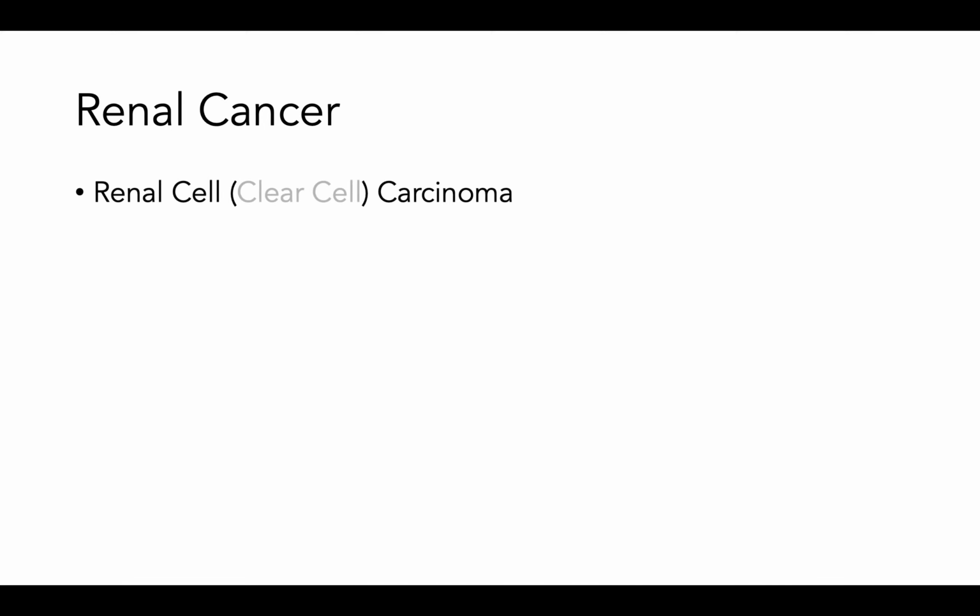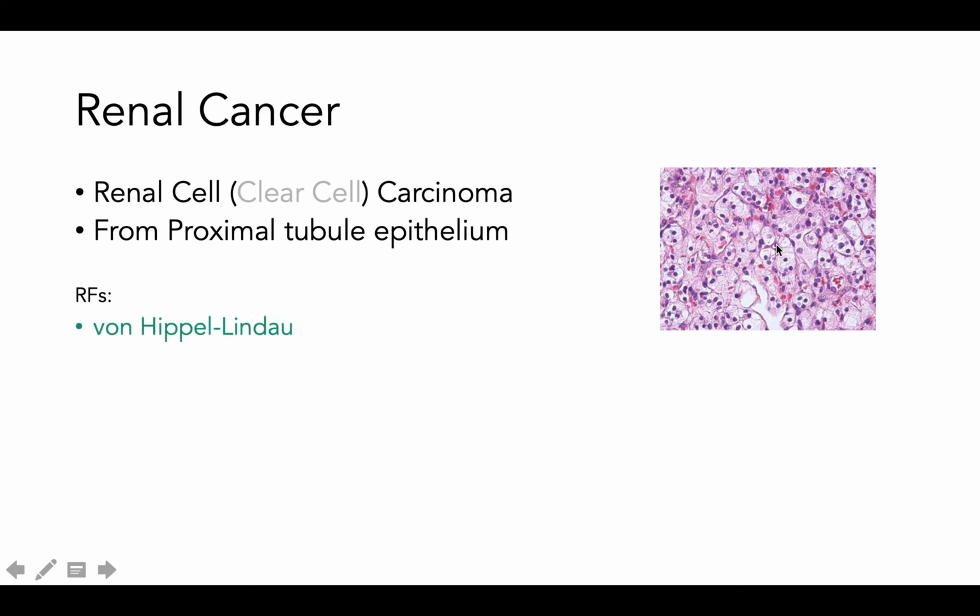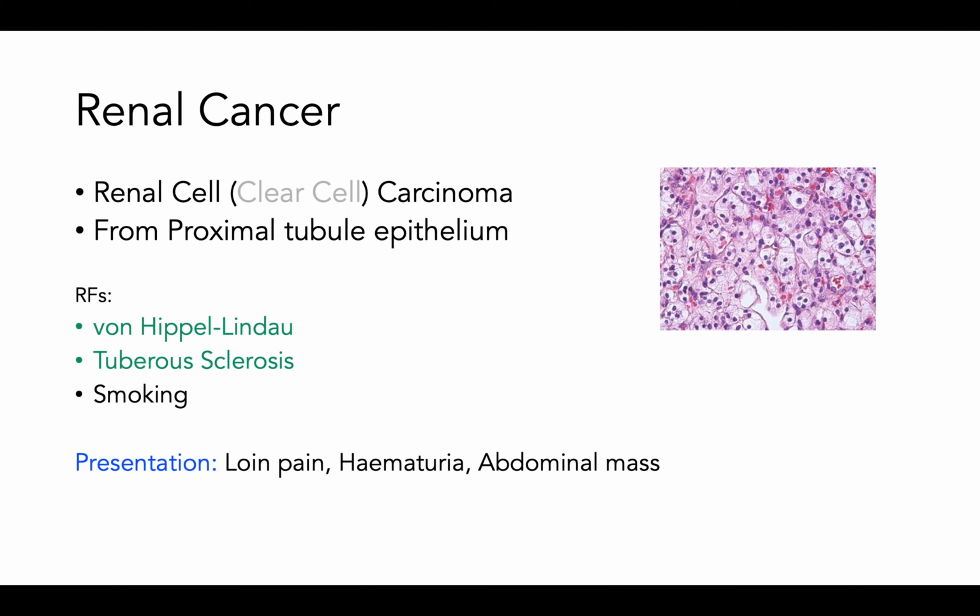First of all, renal cancer. So clear cell or renal cell carcinoma accounts for about 90–95% of all renal cancers, and it arises from cells of the proximal tubule epithelium, which have a characteristic clear cytoplasm here. Risk factors for clear cell carcinoma include some tumour syndromes, including von Hippel-Lindau and tuberous sclerosis, and also smoking increases your risk of renal cancer. Renal cell carcinoma tends to present with another classic triad: pain in the loins, where the kidneys are, blood in the urine, and also an abdominal mass.